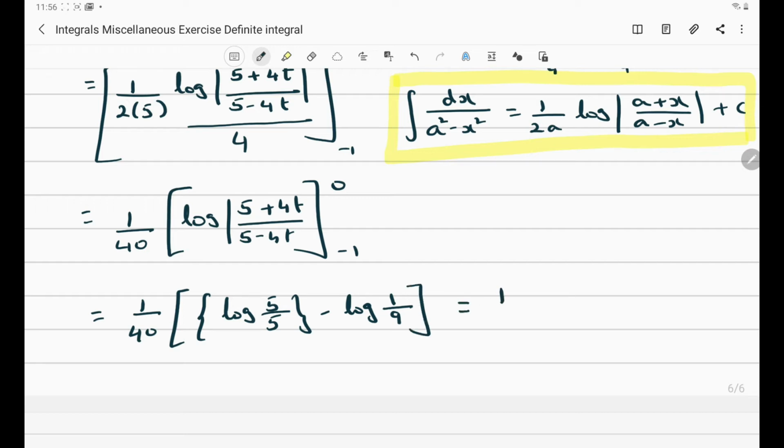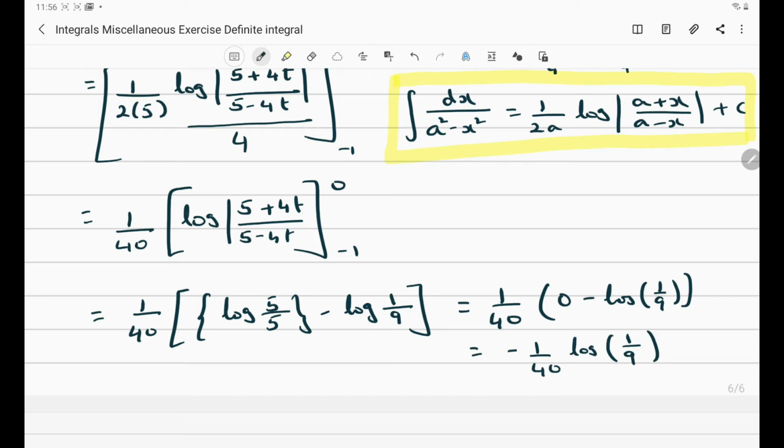So this is equal to 1 by 40 times log 1 is 0. This is log 5 by 5 is 1, log 1 is 0, minus log of 1 by 9. So which is equal to minus 1 by 40 log of 1 by 9. So this can be the final answer.